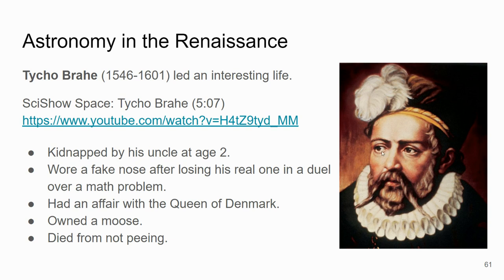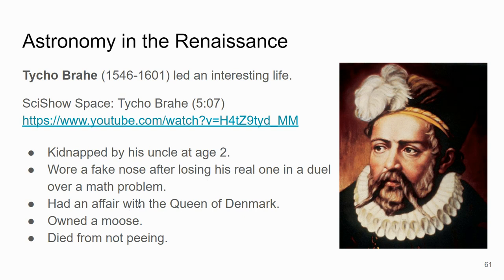And then he inherited all of his uncle's money, started doing some astronomy, and having an affair with the Queen of Denmark. And the King of Denmark gave him like a whole island to set up this giant observatory on. This island observatory called Uraniborg. I think that's the name of it.